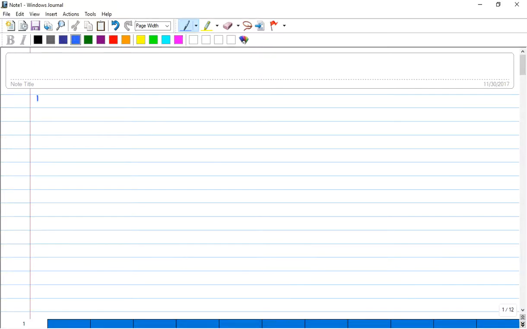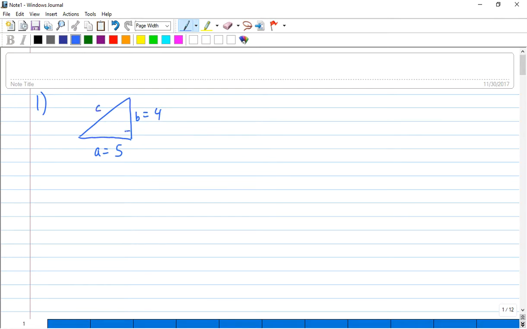Let's start with number 1. Alright, so we have this triangle, and we're given that I'm going to call this side A, that's 5. Call this side B, that's 4. It says find side C.